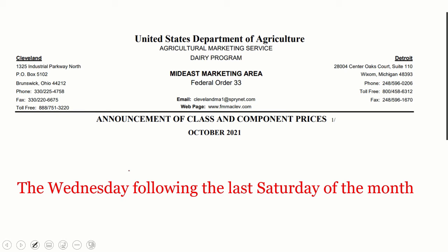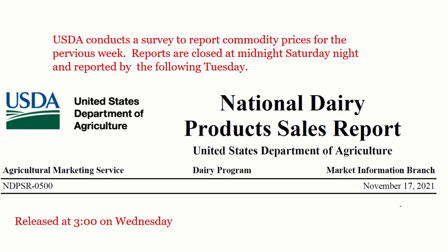All right, so getting to the components is a 4 or 5 week process. They release these components on the Wednesday following the last Saturday of the month. The way they achieve this is each week they conduct a survey of all the commodity prices for the previous week. The reports are closed at midnight on Saturday night, and they have to get the reports to USDA by the following Tuesday.